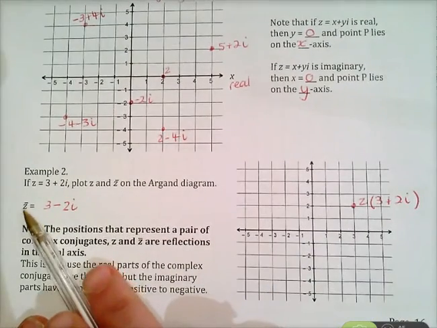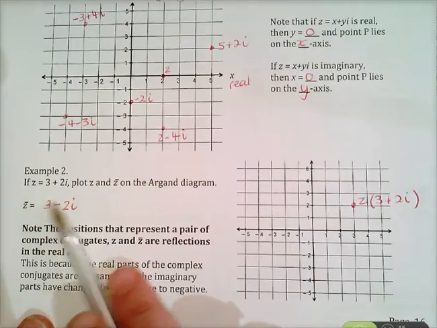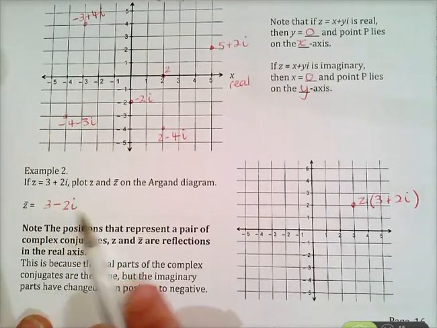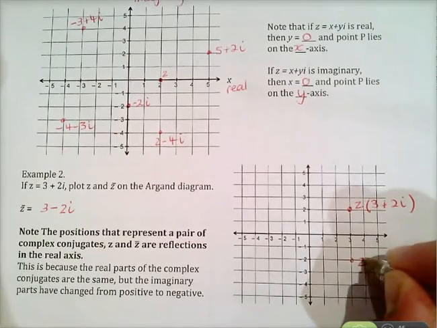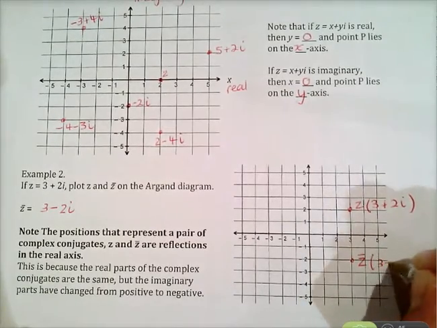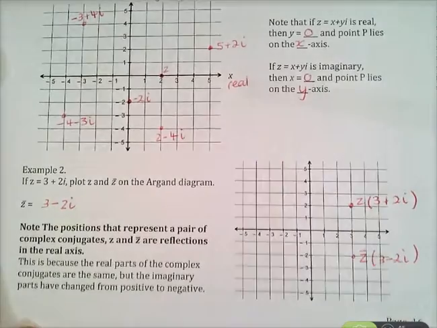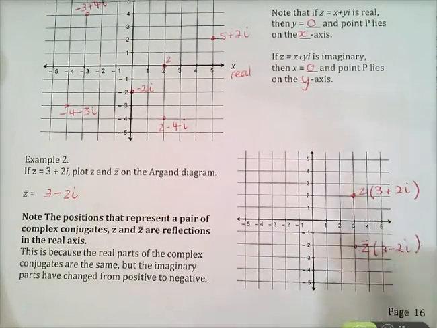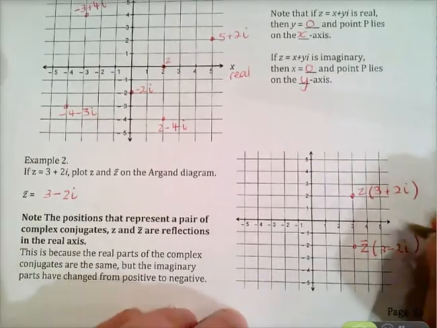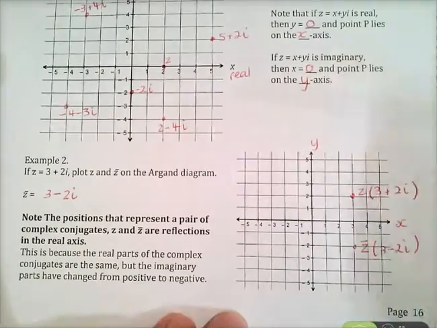And if I plot the complex conjugate of z, which is z bar, which is 3 minus 2i, so this here is z bar, which is 3 minus 2i, you will notice that, yes, they're a pair of complex conjugates, but they're reflections in the real axis x.